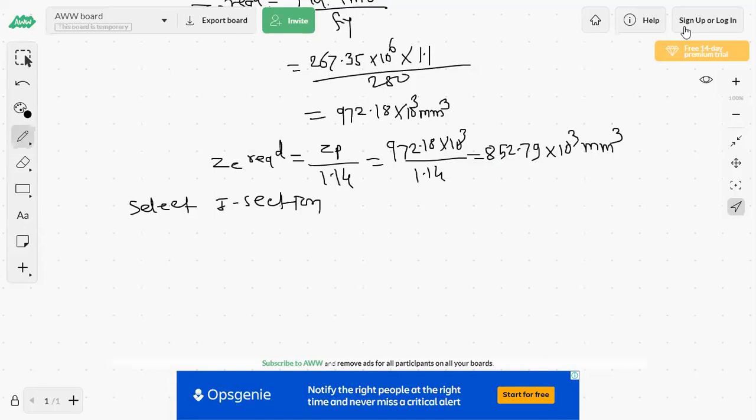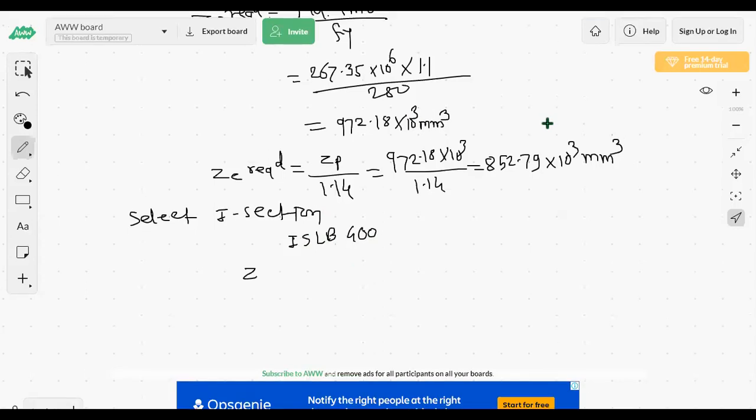ISLB 400. We can take ISLB 400. Okay, ISLB 400. ISWB 350. Yes Priyanka, ISWB 350. Yes 887. Okay, ISWB 350 also we can take. So now we will take ISWB 350.